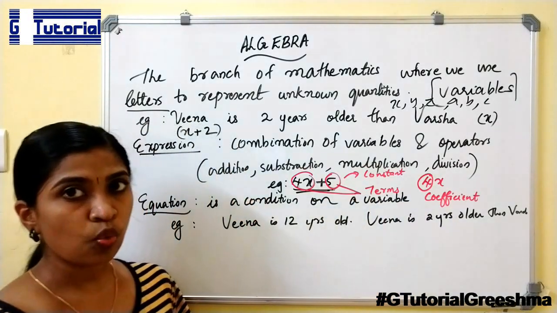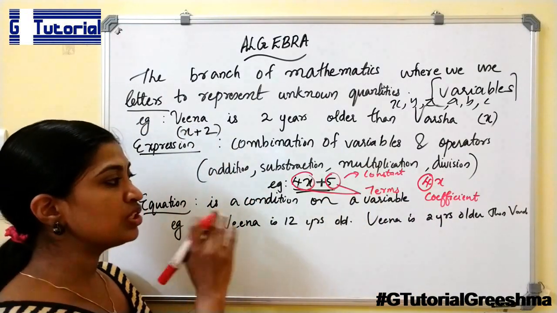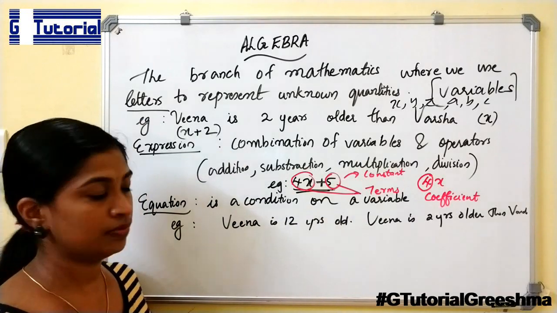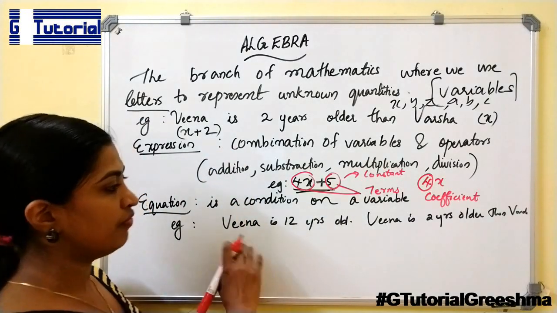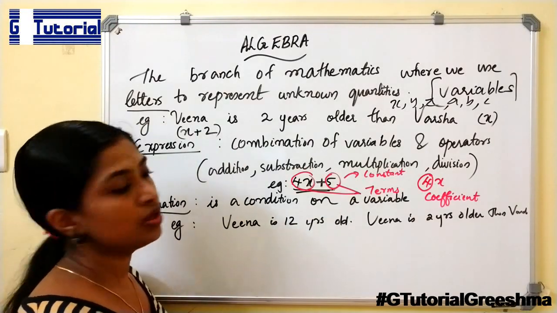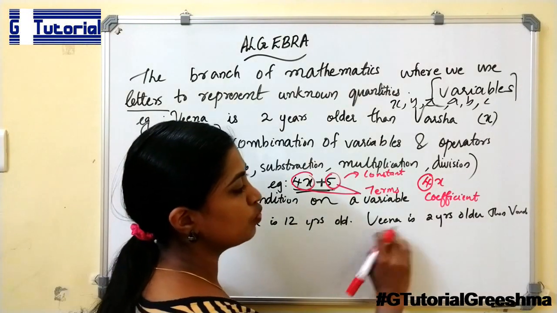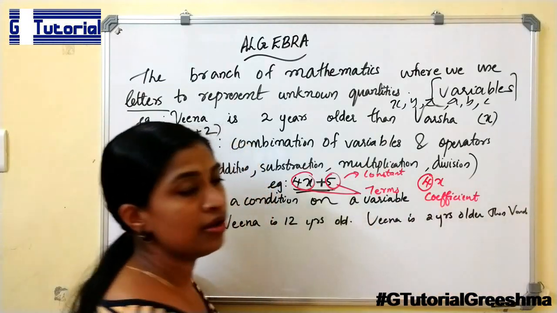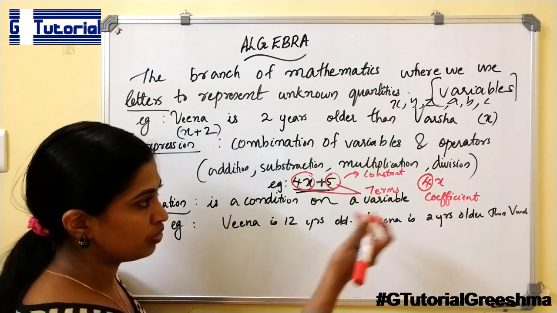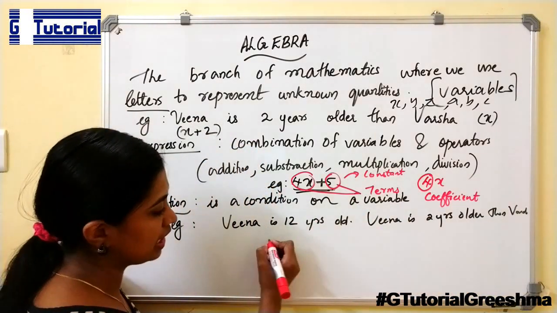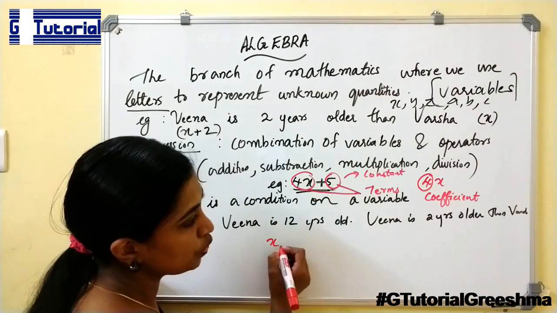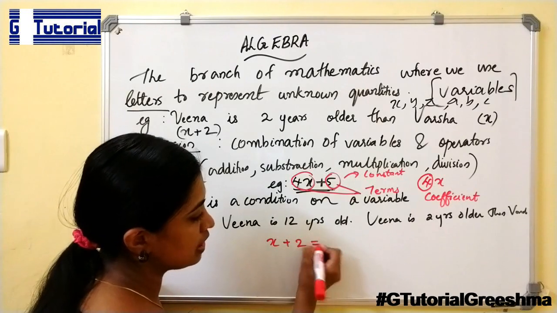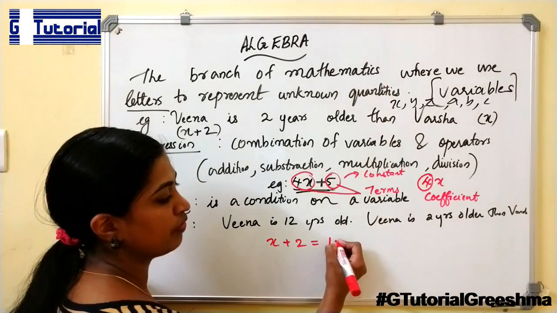Now we can see what is meant by an equation. Equation is a condition on a variable. If you are considering the previous example, in that it is given that Veena is 12 years old and the second statement is Veena is 2 years older than Varsha. So the unknown is Varsha's age, we are taking it as x. So x plus 2 is equal to 12, Veena's age.